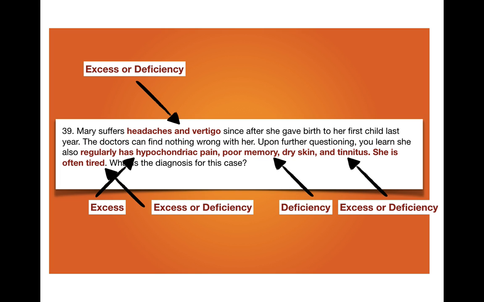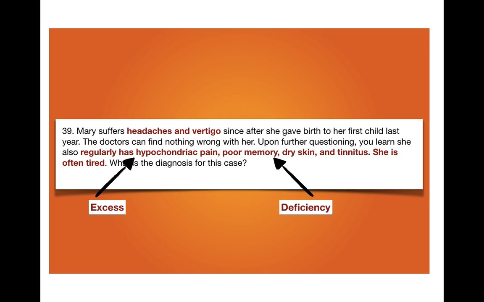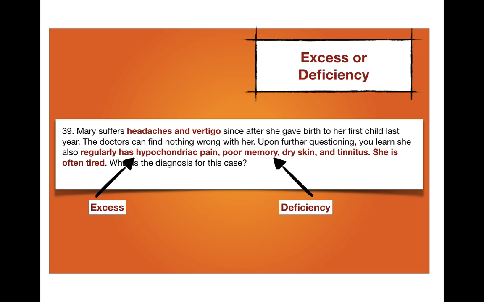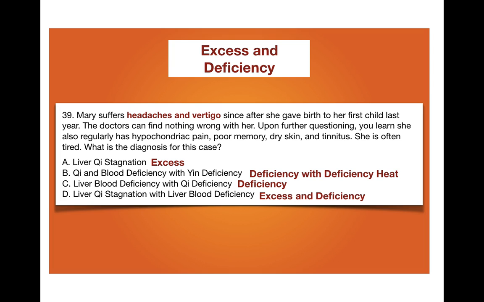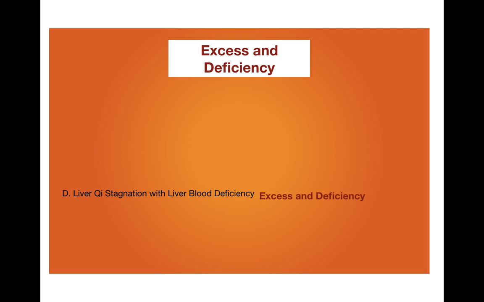Okay, so now we've got everything labeled. We're just going to look at what's important. And what's important is what gives us a clear diagnosis. So we're going to do away with all those other signs and symptoms and just look at what we have left. We have hypochondriac pain as excess and poor memory as deficiency, right? So we can categorize this case study as excess and deficiency. So now we're going to look at our answers again. We said that this case is excess and deficiency. And when we look down, A is out, B is out, C is out, and then D is the one with excess and deficiency.